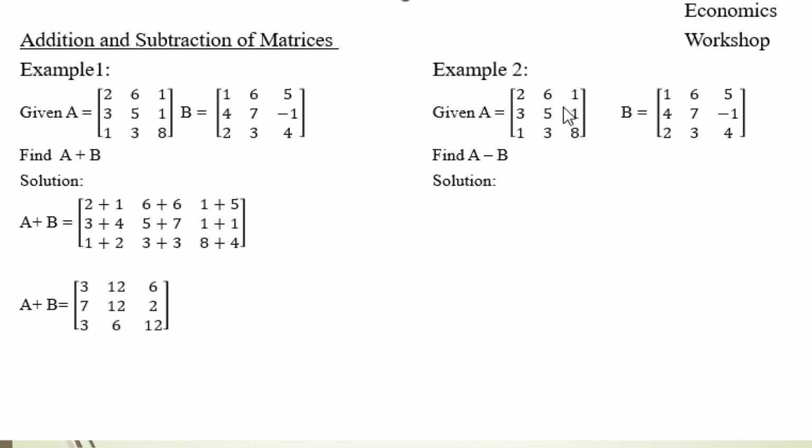Example 2, we have to find A minus B. We are given two matrices, we have to find A minus B. We have A minus B, and that equals to, so we have 2 minus 1, 6 minus 6, 1 minus 5, we have 3 minus 4, we have 5 minus 7, we have 1 plus 1, we have 1 minus 2, we have 3 minus 3, and lastly we have 8 minus 4.